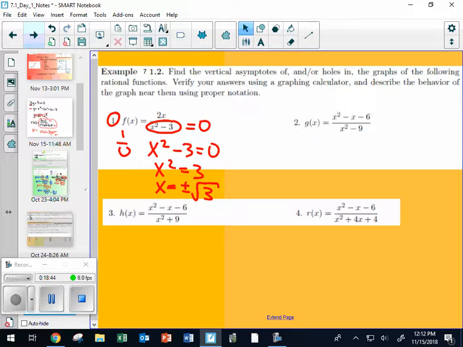So that means that we have two vertical asymptotes for this problem. And they are at x equals positive and negative square root of 3.